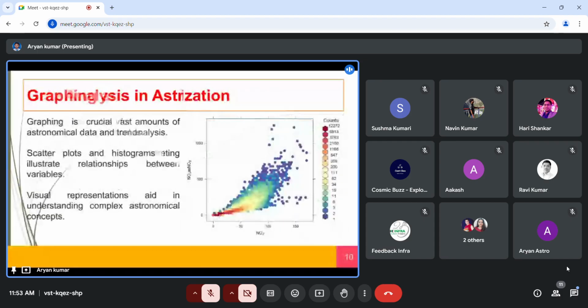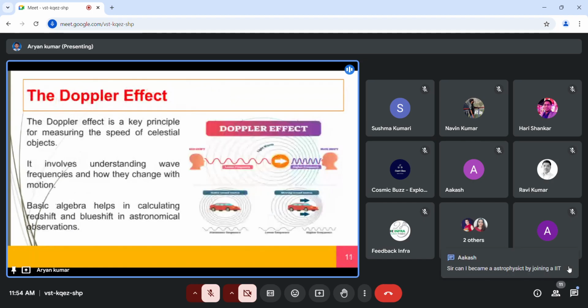So, graphing and visualization. Graphing is crucial for visualizing astronomical data, and scatter plots and histograms help illustrate relationships between variables. Visual representations aid in understanding complex astronomical concepts. It uses many things like geometry to make this. So yeah.